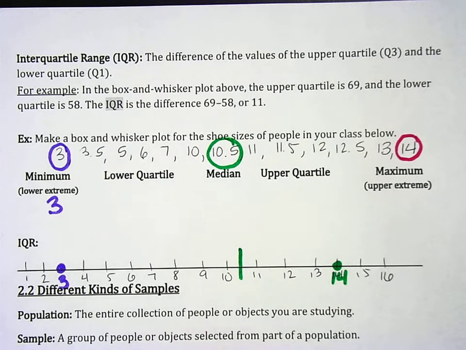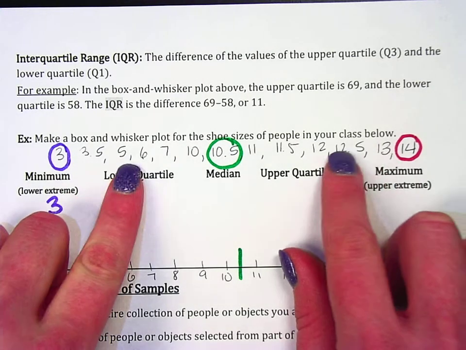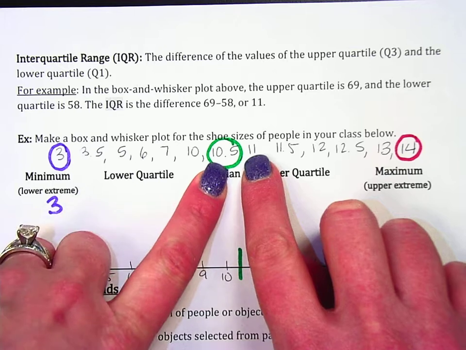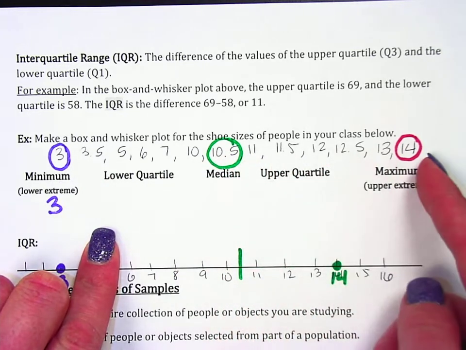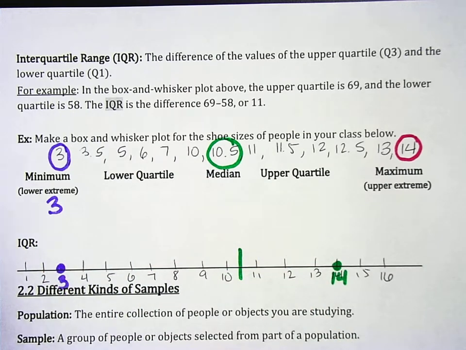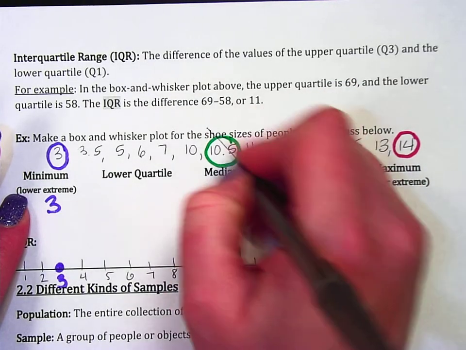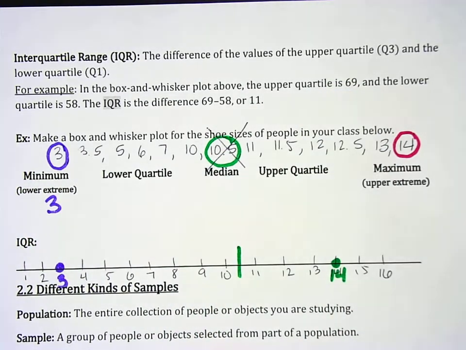If I had to find an average, meaning I worked all the way to the middle and then I had two numbers left, I would then include this half in my lower and this one in my upper. But since we found a median and it was the true middle, we're going to go ahead and cross it off, and we're not going to include that in our lower quartile and upper quartile.